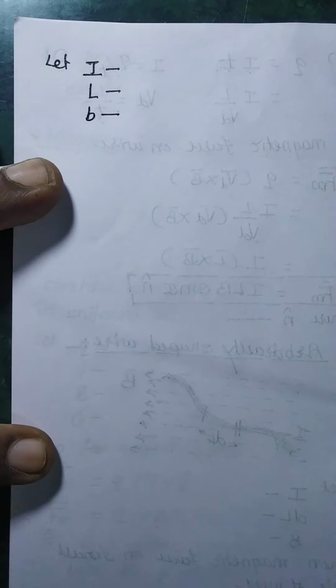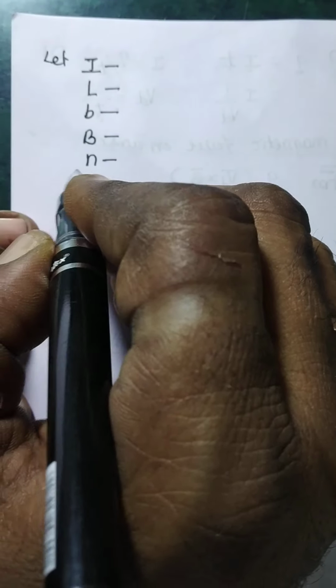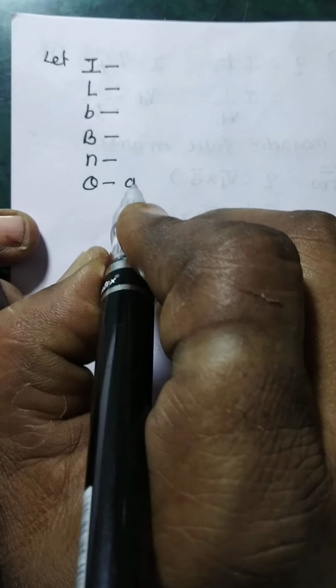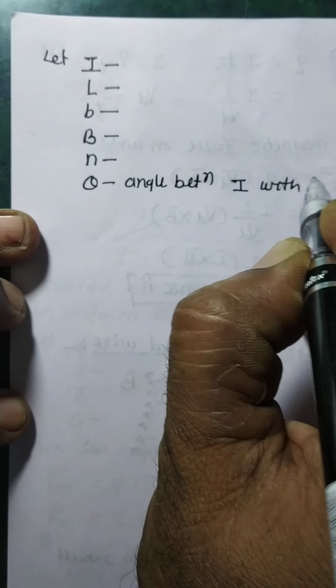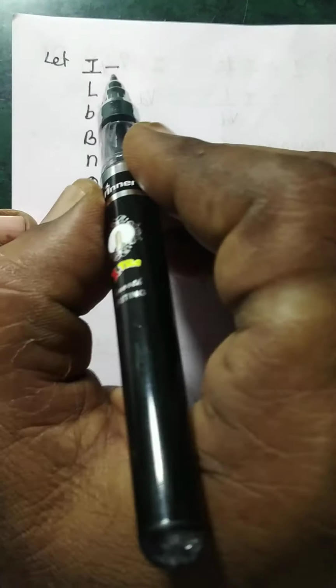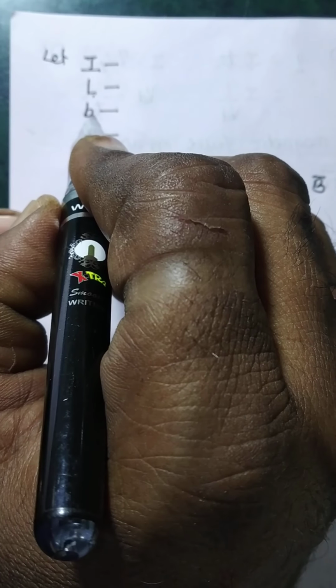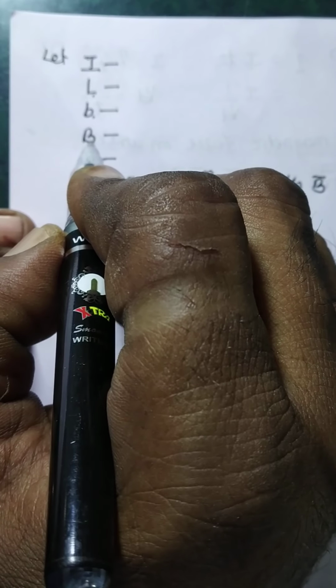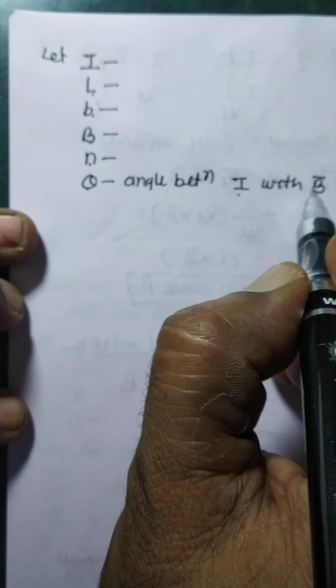Let I be the current flowing through the loop, L the length of the loop, B the breadth of the loop, capital B the magnetic induction of the uniform magnetic field, N the number of turns, and theta the angle between the direction of current and the magnetic field.